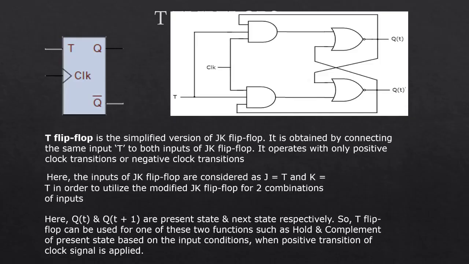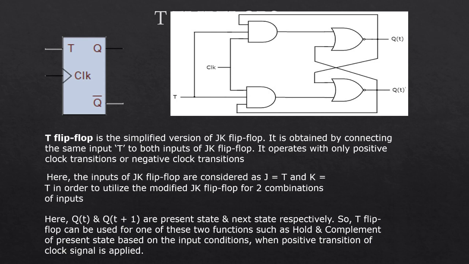The final flip-flop is the T flip-flop. The T flip-flop is basically a simplified version of the JK flip-flop. It is simply obtained by connecting the same input T to both the inputs of the JK flip-flop. As a result, it operates with only positive clock transitions or negative clock transitions. Here the inputs of the JK flip-flop are considered as J equal to T and K equal to T. As told earlier, we consider the same input T for both inputs of the JK flip-flop.